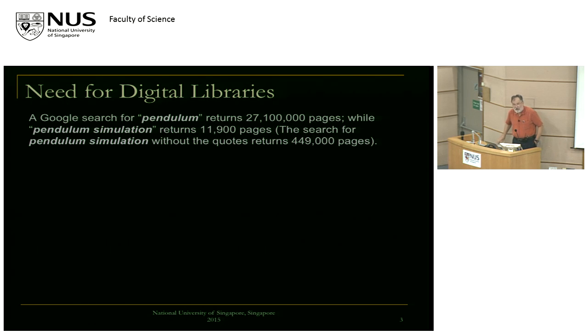I think we all realize that we need digital libraries. If you do a Google search for pendulum, I did this morning over breakfast, I had 27 million hits. If I do "pendulum simulation", putting quotes around the two words, so the two words have to appear together in the Google search, I only get 11,900 simulation hits. If I don't put quotes around, I get about 500,000. So clearly, there are probably about 11,000 pendulum simulations out there on the internet.